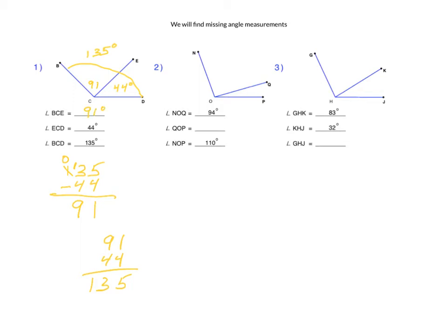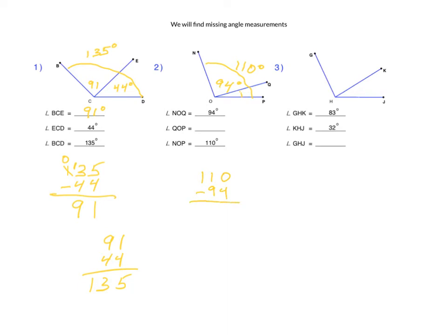Now let's take a look at number 2 here, the second problem. Okay, NOQ is 94 degrees. Now NOP is 110 degrees. So this whole angle is 110. So again, in this case, we need to find a difference to find QOP. So we're going to subtract 94 from 110.